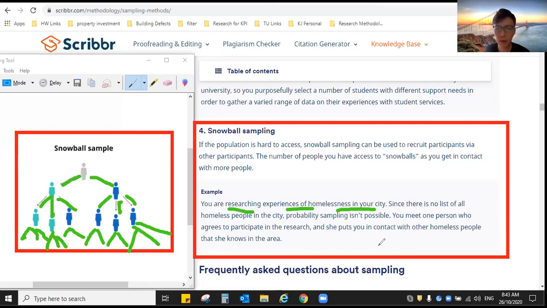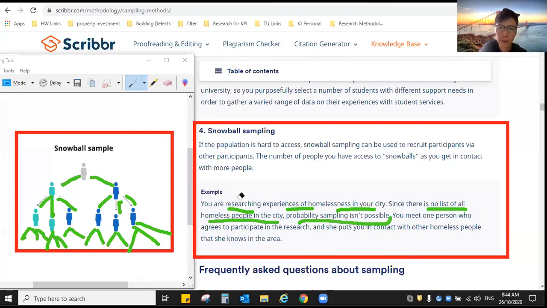For homeless people in our city, do we have a board that has all of their contact details? Do you have that? No, right? You have no contact of them. Can you go and check their IC? Some of them have no IC, right? So no record, no data, no registered data. There is no list of all homeless people, and no board that governs these people. Probability sampling is impossible.